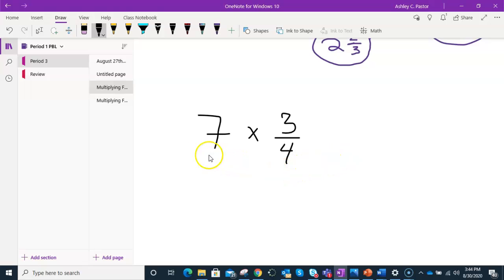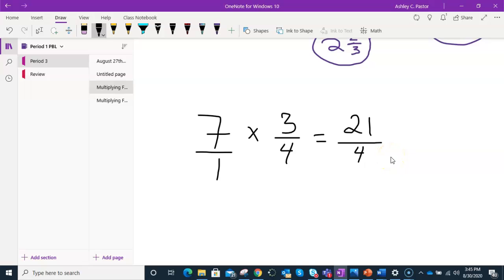Okay, so again, we're going to put this over 1 so that we can turn it into a fraction. And now that I'm multiplying straight across with my numerators and my denominators, what I get is 7 times 3 is 21, and 1 times 4 is going to be 4. So if I want to leave it as an improper fraction, I'm going to leave it as 21 over 4.